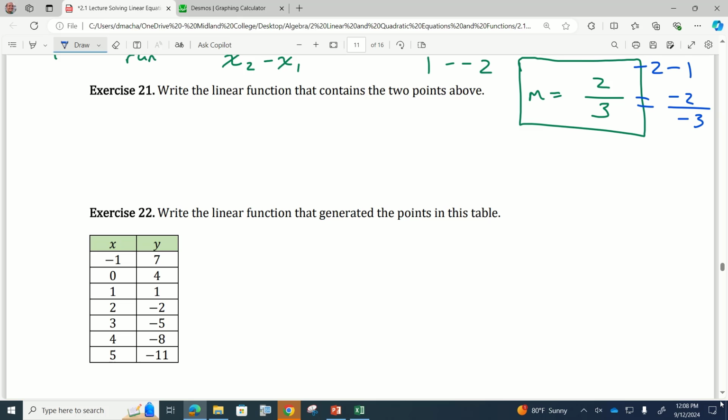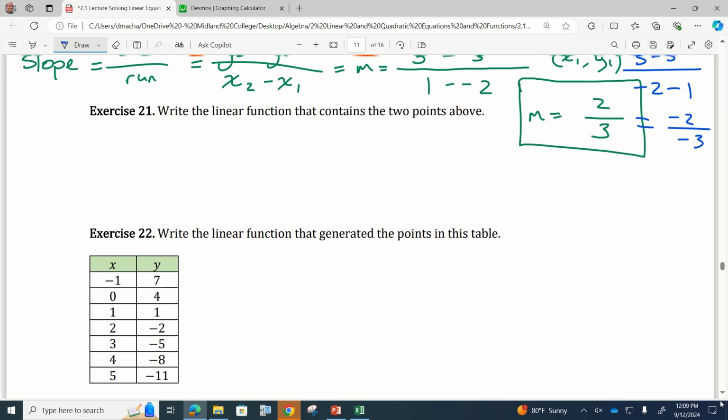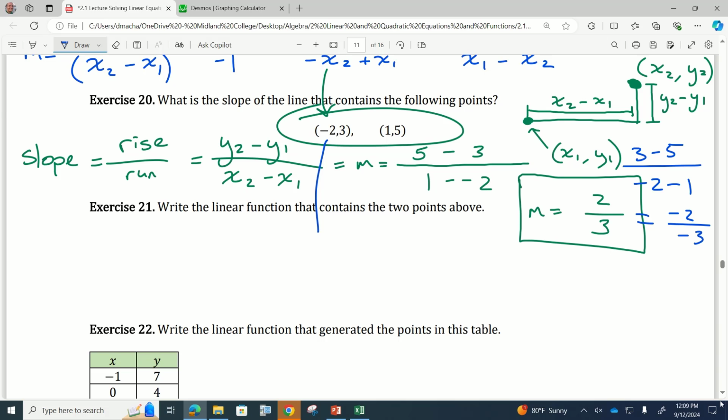And the next one, we want to find the linear function that contains the 2 points above. Okay, so we just found the slope. We know what the slope is for this function. And if you didn't already find the slope, you would need to find the slope before you could write the linear function. We're going to start off exercise 21 in your homework. We're going to start off by writing point slope form. And again, this was just something that you would need to memorize.